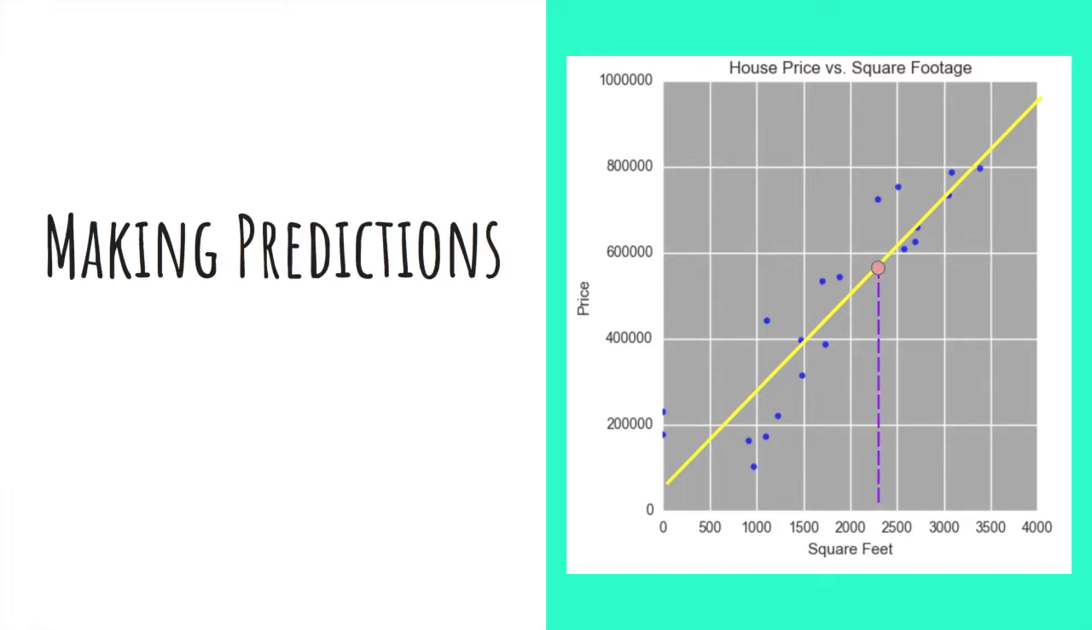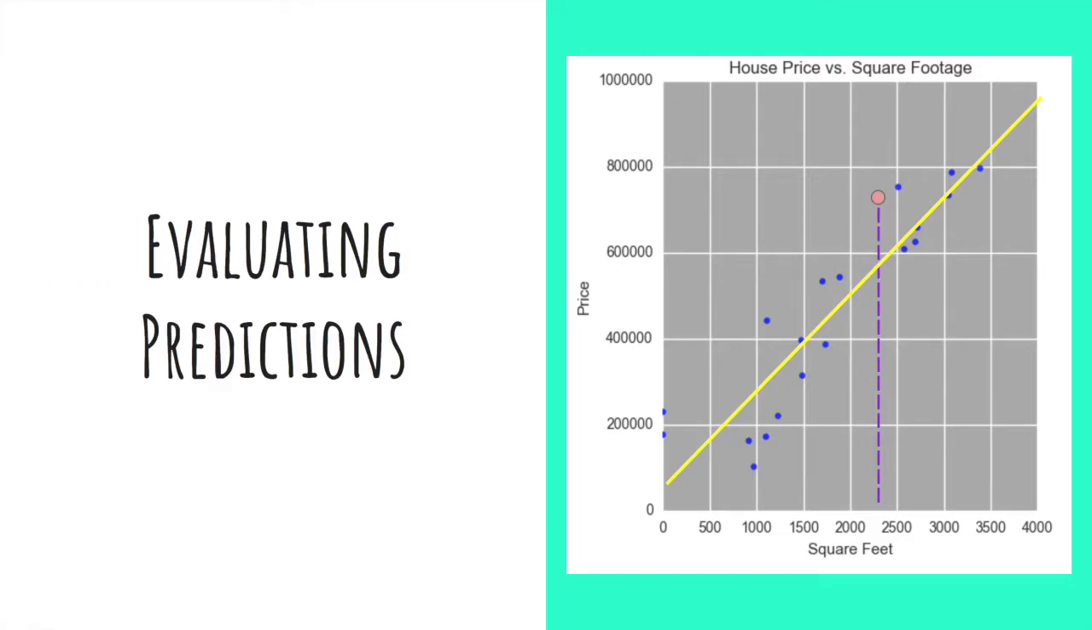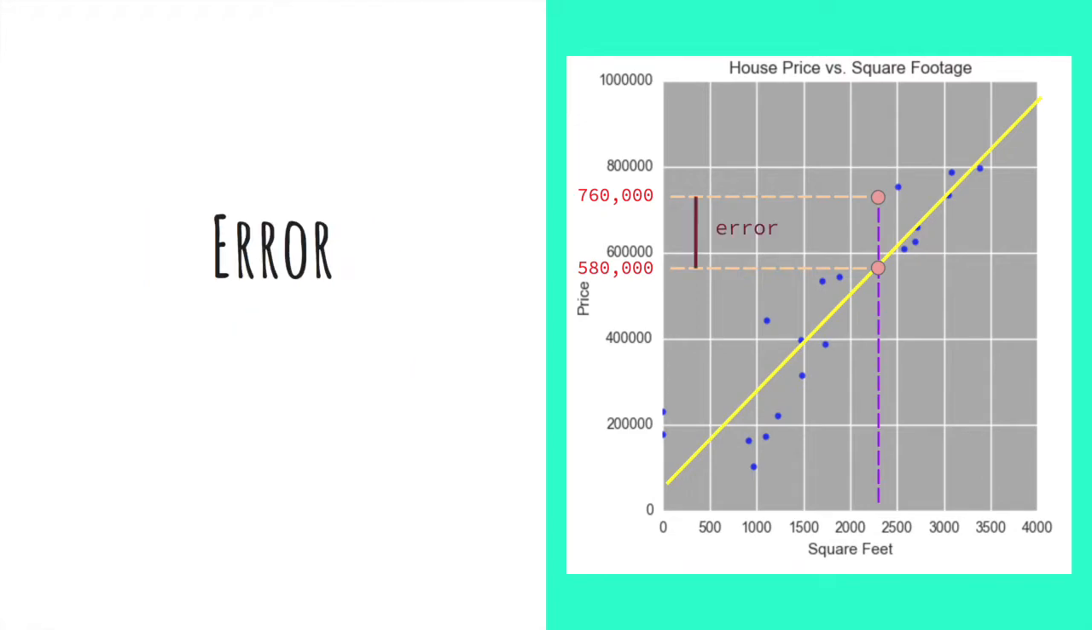For example, at 2,300 square feet, the model predicts a house value of $580,000. If we look at the actual data point present at 2,300 square feet, we see this corresponds to a value of about $760,000. The difference between the actual value and the predicted value is what we call error. Error can be calculated in many ways, but I'll save our discussion on error for a different video.